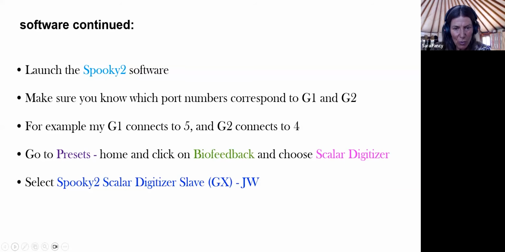Select Spooky2 Scalar Digitizer Slave. All right, that's important. There's only 4 options in that menu. There's 2 hunt and kill and 2 scalar digitizers, right? One's a slave and one's a master. You start with the slave.